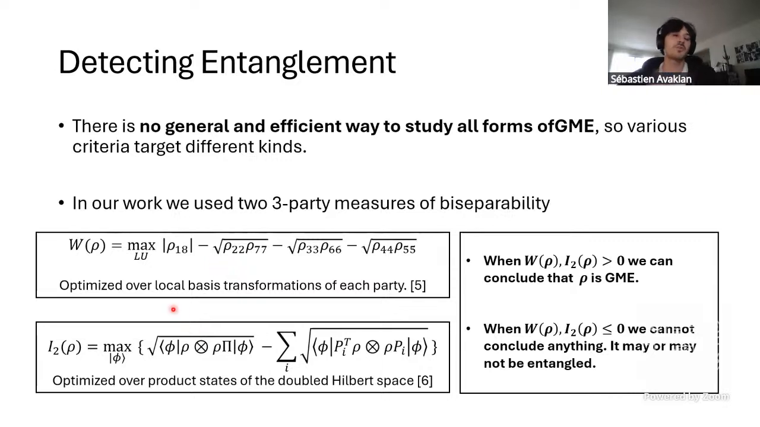Now we will use another one as well, which is another separability criterion, but it's a little bit more complex and it just contains the first one. But the take home is that if I have a positive hit, my state is entangled. If it is negative or 0, it is inconclusive.